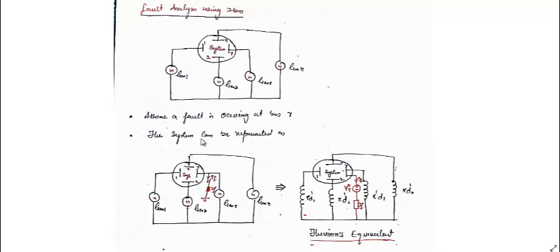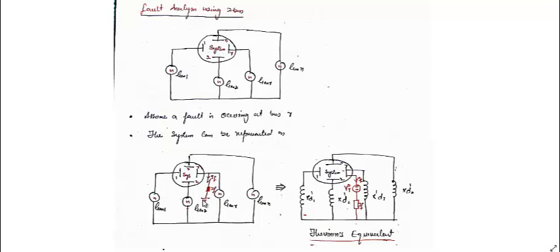The system then can be represented like this. So when the fault is happening at R, we can see that this is the fault current that is flowing from R to ground, and let's assume some fault impedance between the fault point and ground, which is represented by ZF.